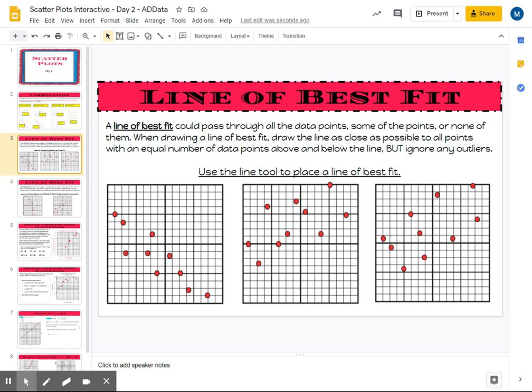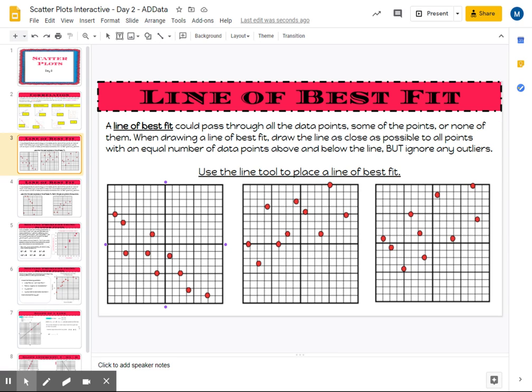Okay, so we're going to use a line tool to place the line of best fit. And again, this is not an exact science. So we just have to use our eyes and do the best judgment that we can. So I'm going to go up here and click on the line tool, right where it says line, click on it.